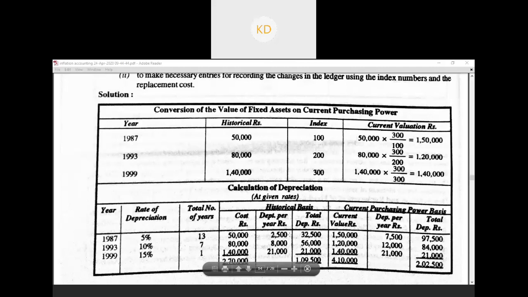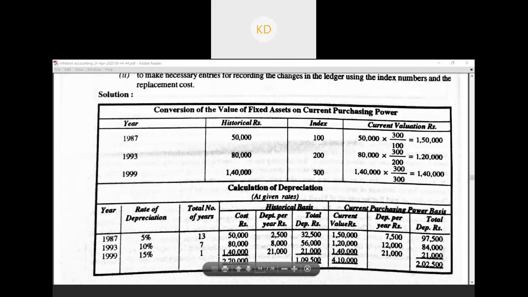2,500 into these 13 years would give me total depreciation of 32,500. Then I have 80,000. Second asset's depreciation, 10%, is 8,000. Seven years in total, so accumulated depreciation 7 into 8, 56,000. Then I have 1 lakh 40,000, the third asset, 15% depreciation, 21,000. It's this year only, 1 year depreciation. According to historical cost, I get a total depreciation of 1 lakh 9,500.